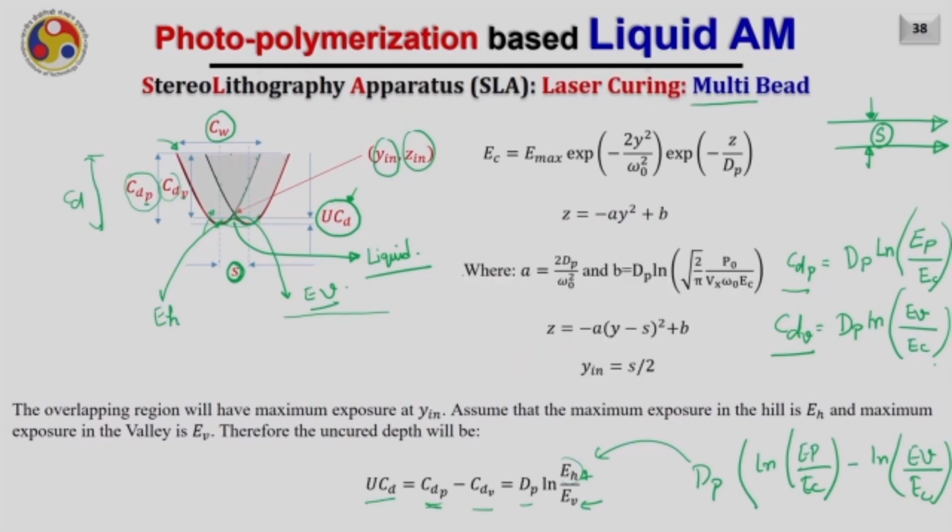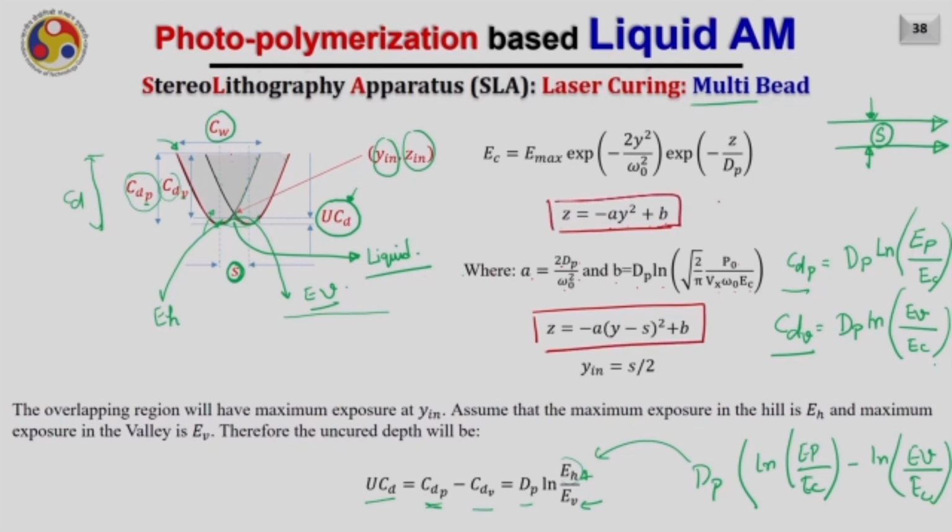Now how to find out these intersection points? For example, this is the curve you are obtaining, z equals minus a y square plus b, where a is 2 dp by omega naught square and b is equal to dp ln root over 2 by pi p naught divided by vx omega naught ec. Of course, you can rewrite this equation of parabola for another pass.